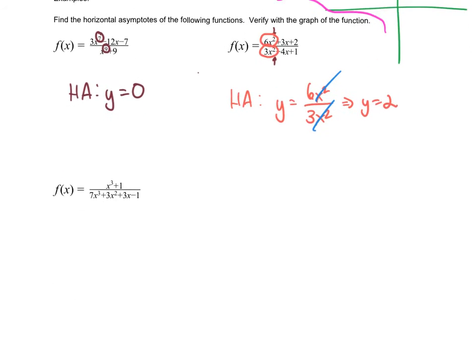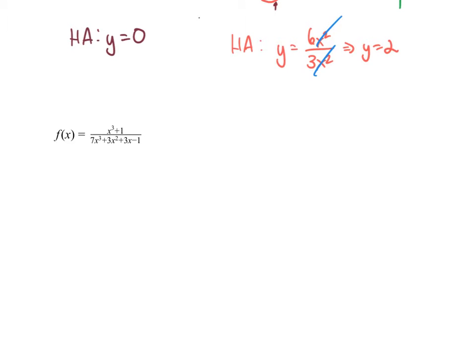Now this final one, if you look, it says we have x cubed on the top. So our leading term up here is x cubed. And on the bottom is also x cubed. So I'll just divide these leading terms. So my horizontal asymptote is going to be y equals x cubed over 7x cubed. These will cancel and just give me 1/7.